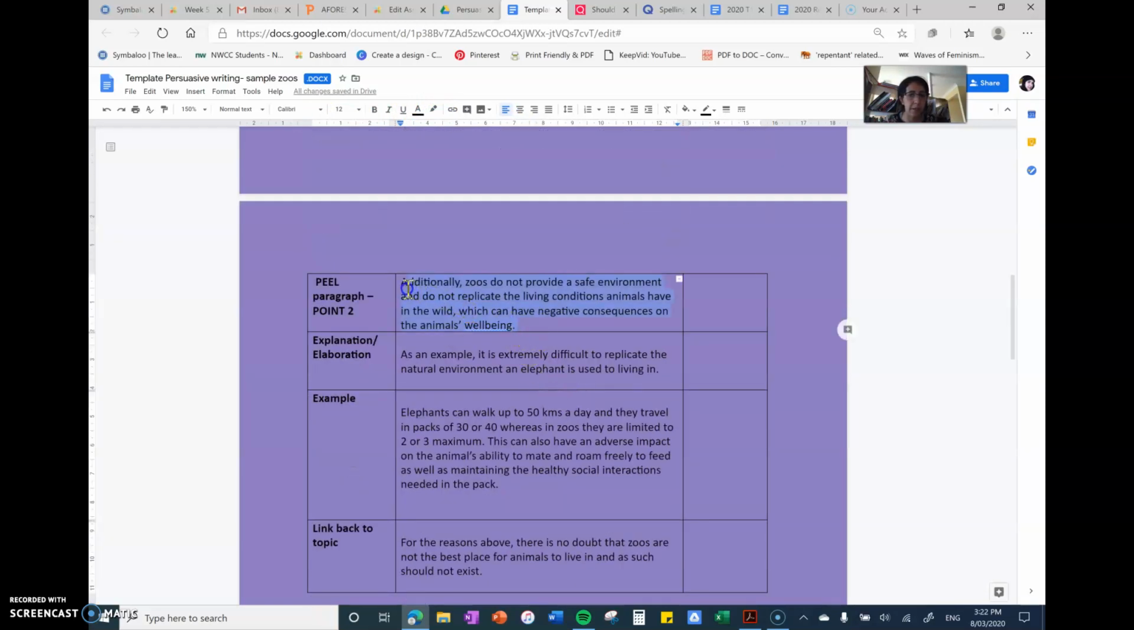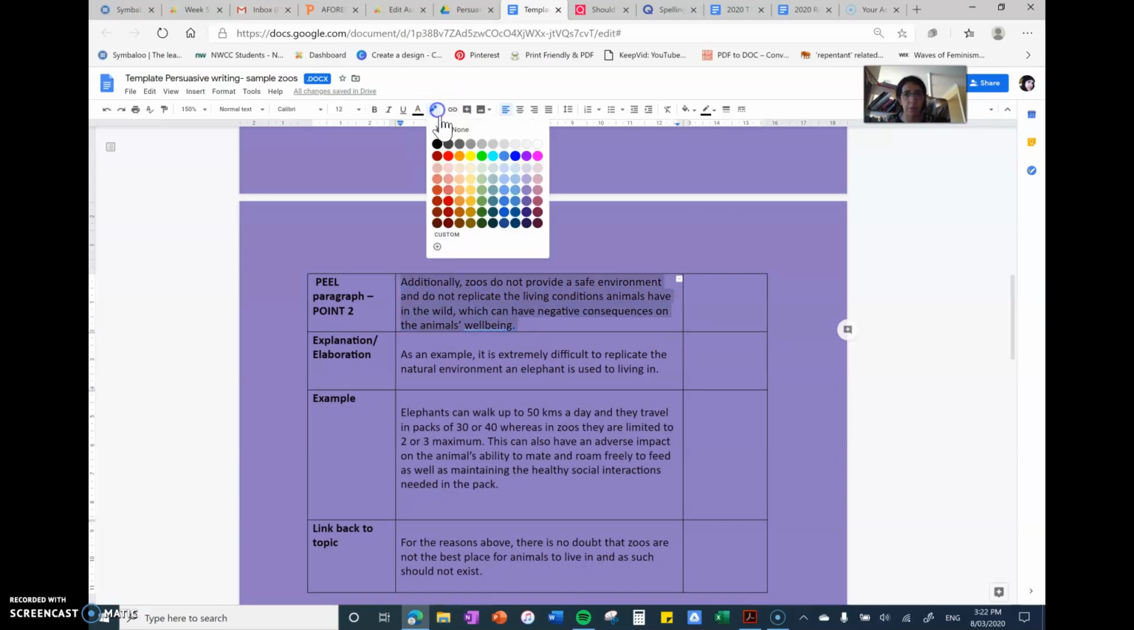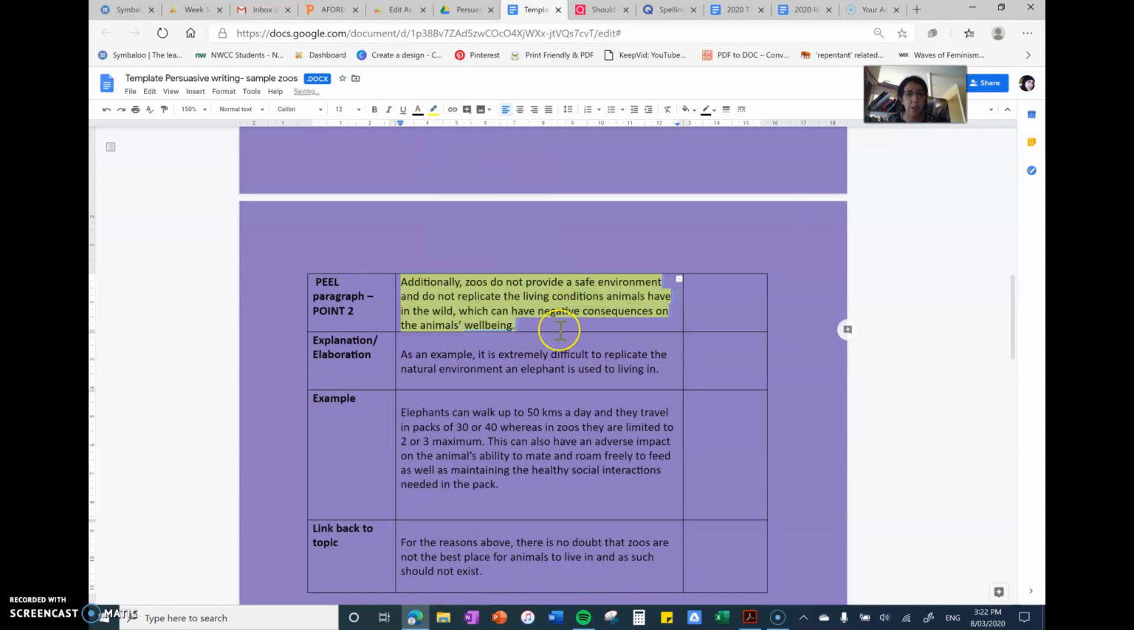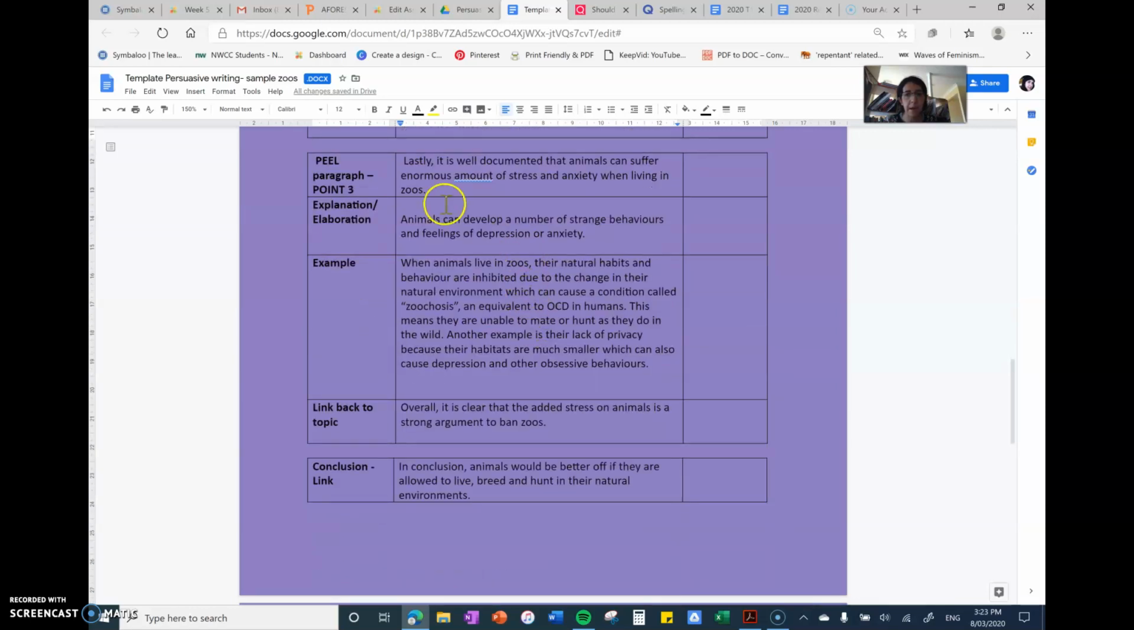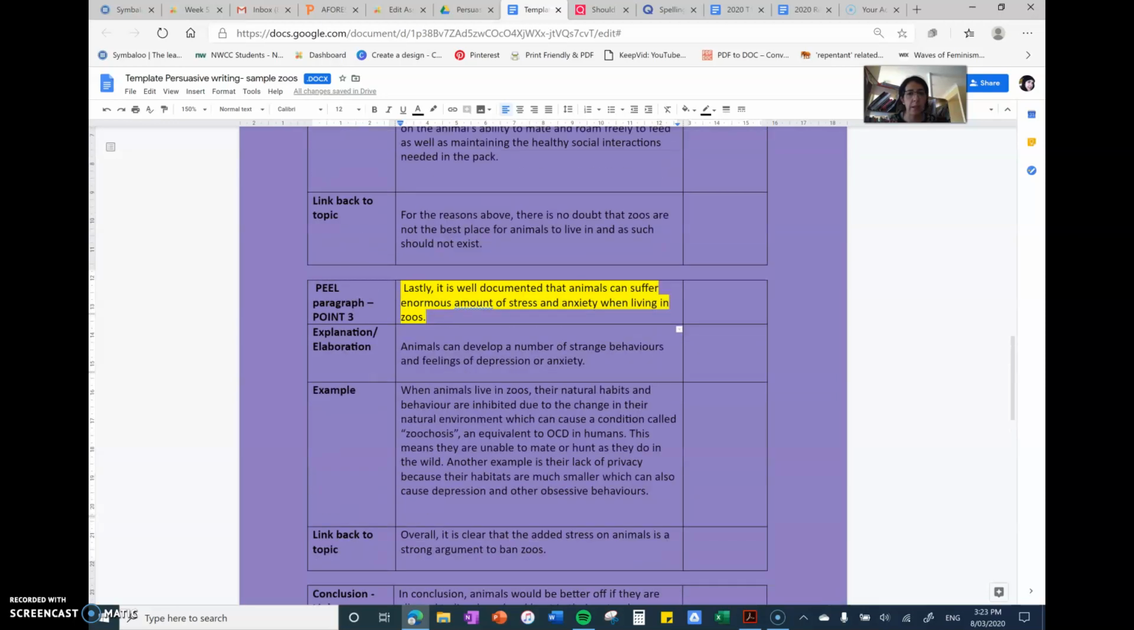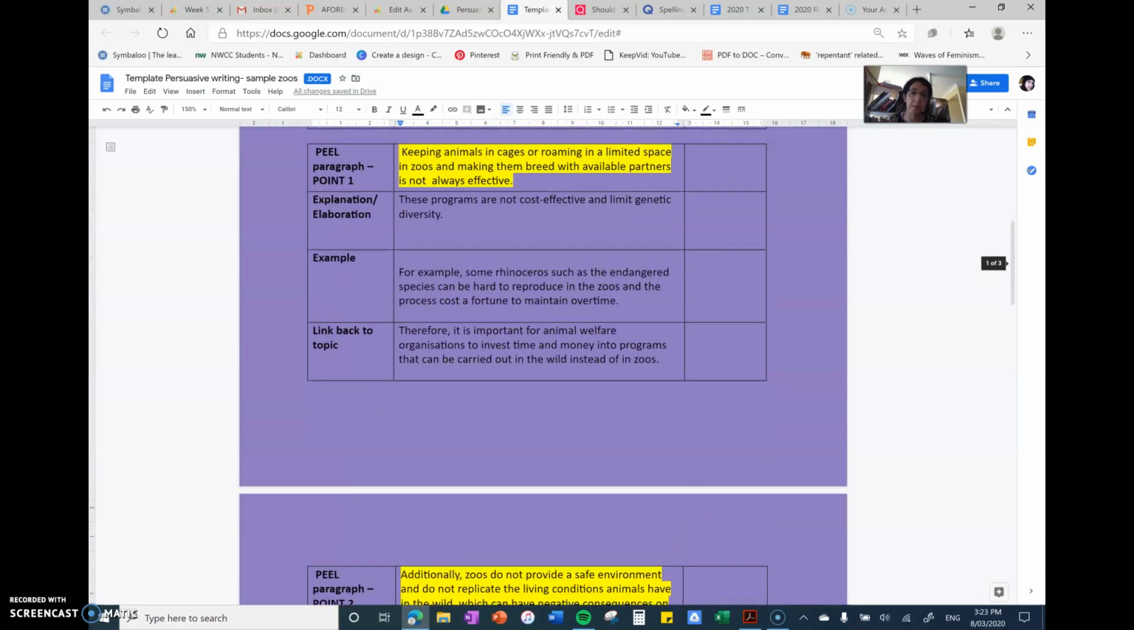I'm going to take you to my second paragraph so you can see my second point. It says, additionally, zoos do not provide a safe environment and do not replicate the living conditions animals have in the wild, which can have negative consequences on the animals' well-being. So it has to do with the environment. And my last point in my third paragraph is, lastly, it is well documented that animals can suffer enormous amounts of stress and anxiety when living in zoos. So my third point is about stress.